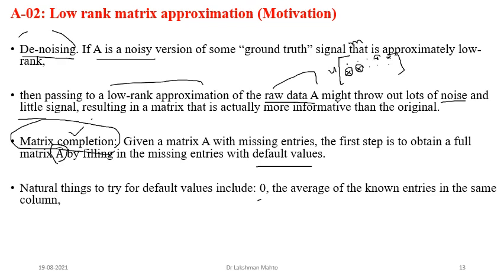If there is a missing entry, it is very difficult to find the SVD of this matrix. How can we find the SVD? It is very difficult. So the problem is all about how to complete this matrix. Definitely, to complete it, you have to make one assumption, that this matrix is a low rank matrix. Then you will go for low rank matrix approximation.